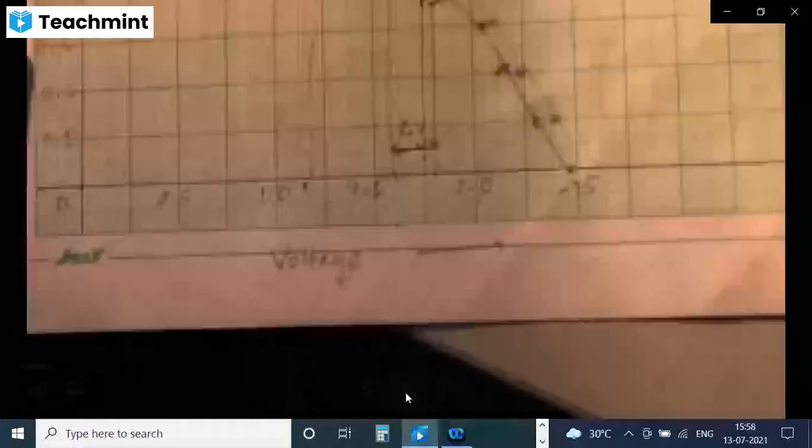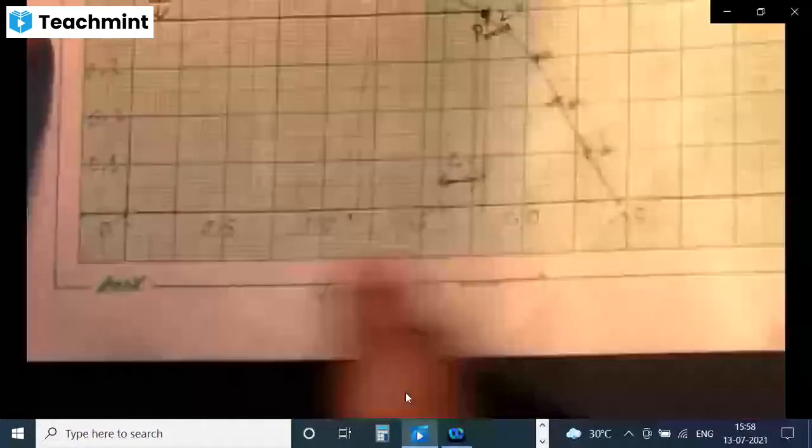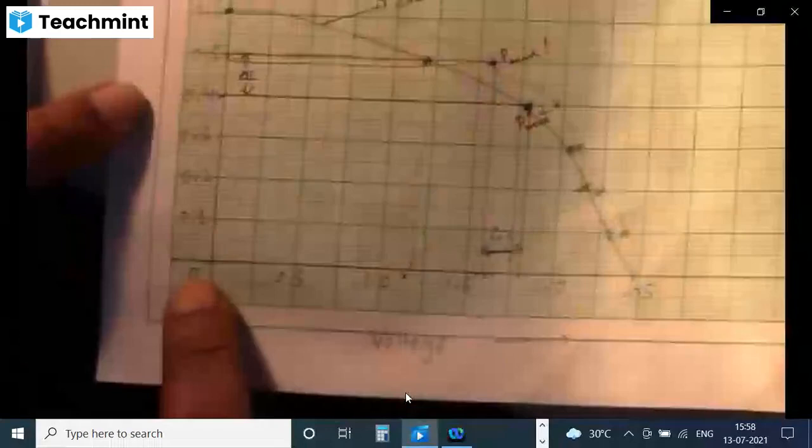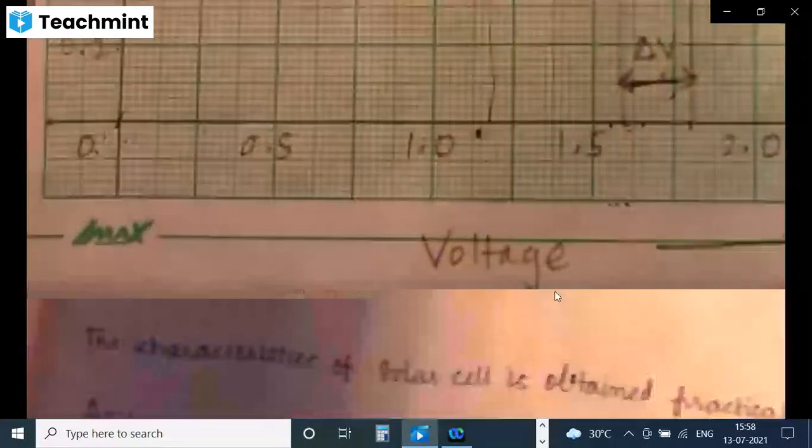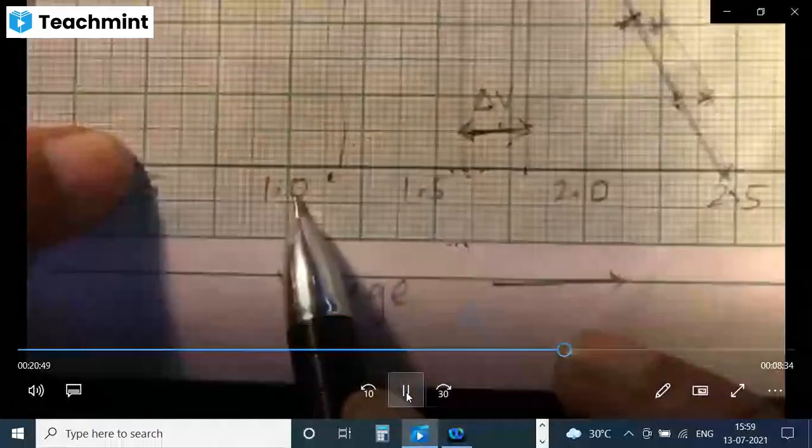Now you have to draw the graph, taking current along the y-axis. Here each 2 units is taken as 0.5 volts along the x-axis, the voltage axis. Here this is 1 unit, this is another unit. 2 units together is taken as 0.5 volts. It becomes 0.5, 1, 1.5, 2, 2.5.